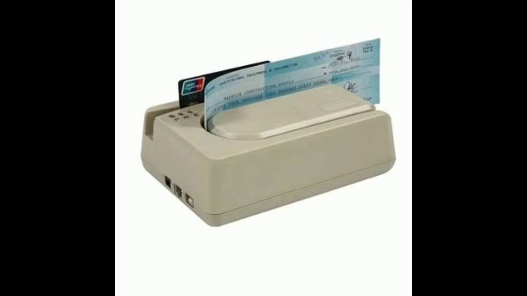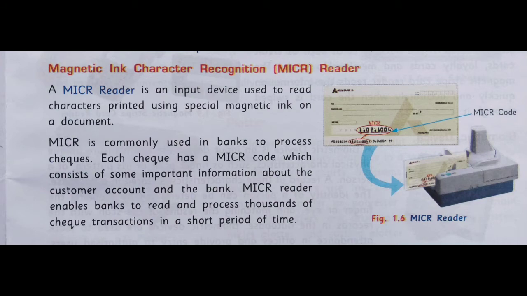The first type of specific purpose input device is the magnetic ink character recognition, or MICR reader. A MICR reader is an input device used to read characters printed using specific magnetic ink on a document. MICR is commonly used in banks to process checks. Each check has a MICR code which consists of important information about the customer account and the bank. A MICR reader enables banks to read and process thousands of check transactions in a short period of time.